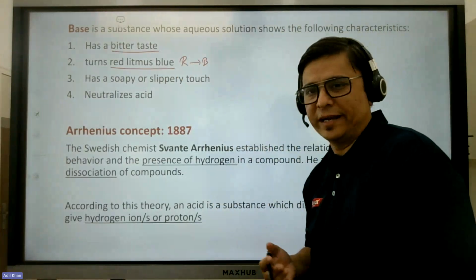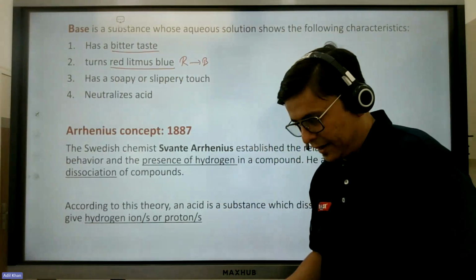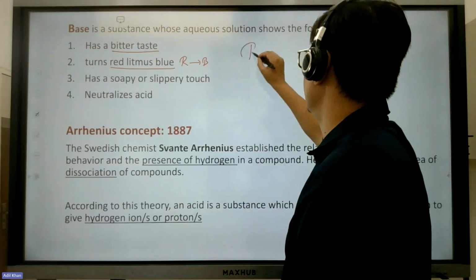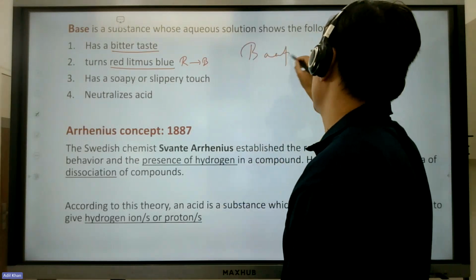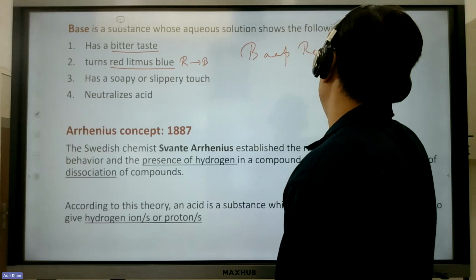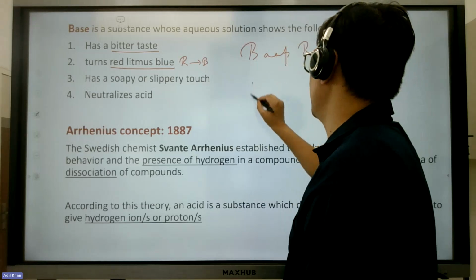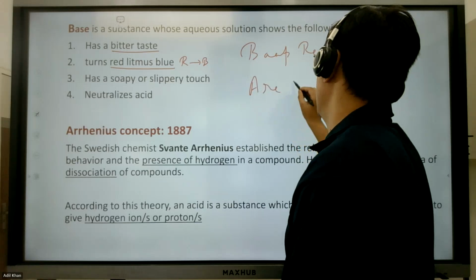The cheat code is this: whenever we get hurt or are in pain, and if we are close to our father, we use this word: Baap Re Baap. Baap means father. Or we can use Are Baap Re.